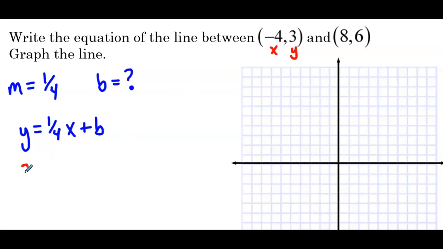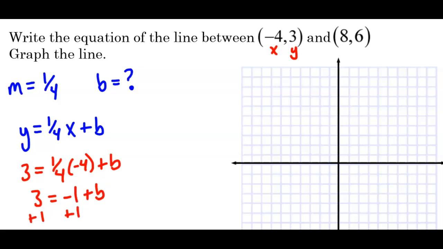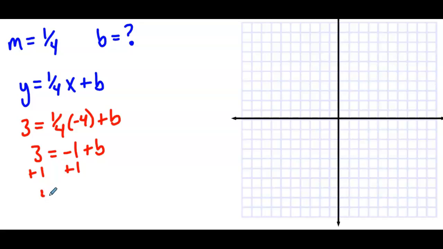So we'll substitute 3 in for y, -4 in for x, plus b. So 1/4 times -4 is -1, plus b. Add 1 to both sides. 4 equals b. So the equation of our line is y equals 1/4 x plus 4.